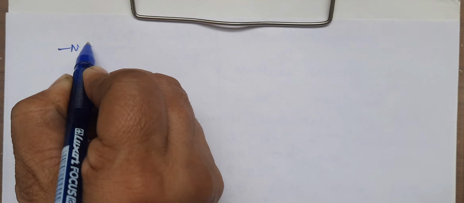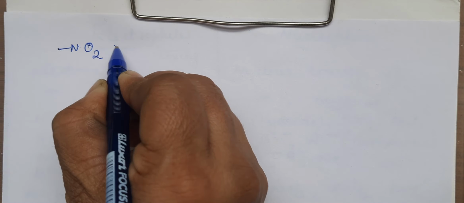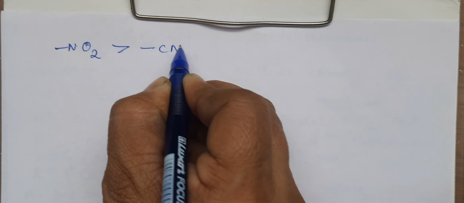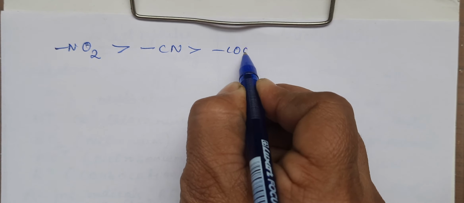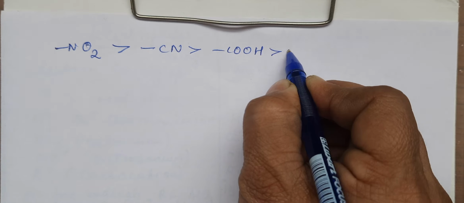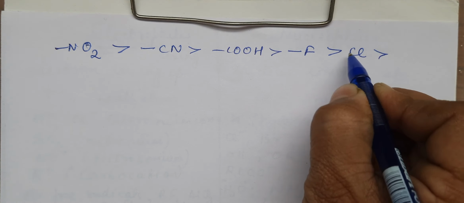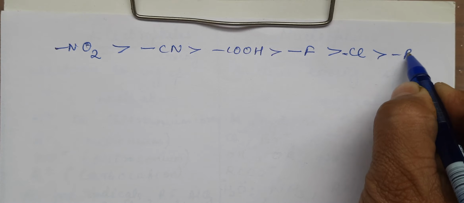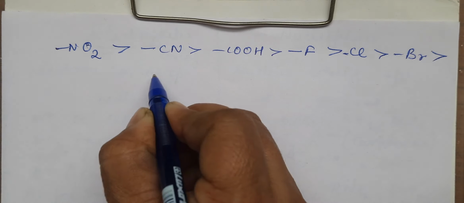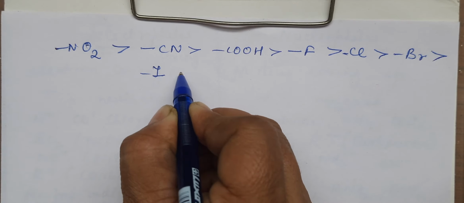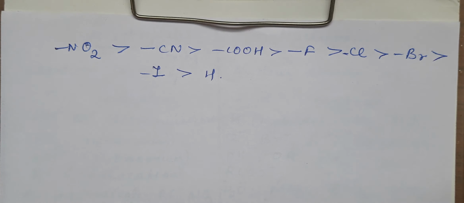Now I'll take examples of the negative inductive effect. One such example I wrote was halogen. There are these groups which exhibit negative inductive effect: nitro group, then you have CN, then you have acid, and then fluoro F, then chlorine, and then you have bromine or iodine. Then you have H. H will be the least.